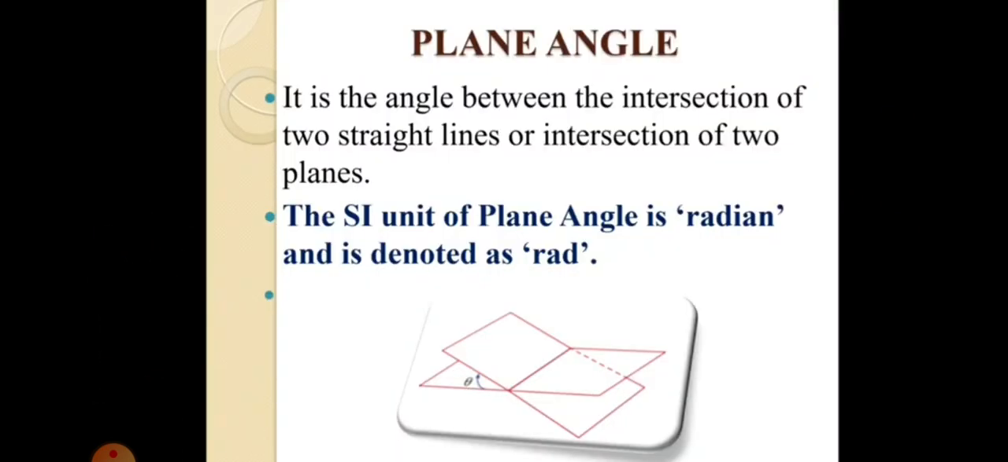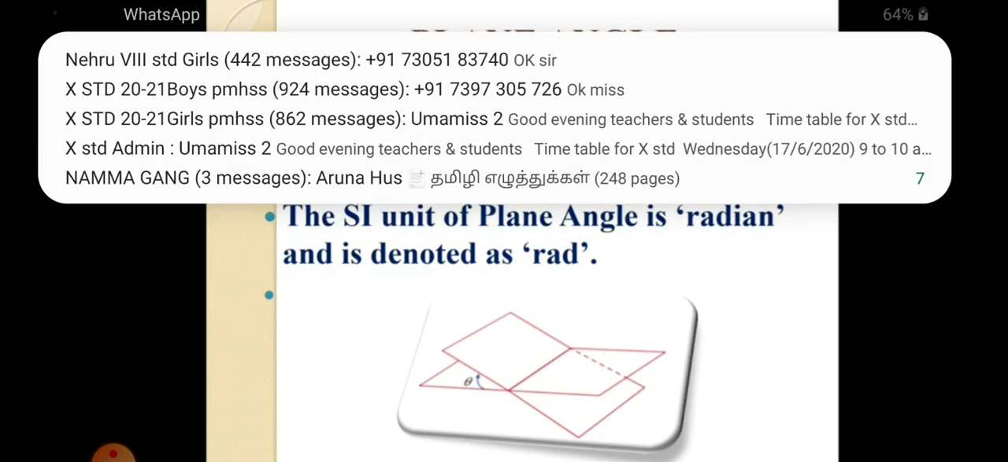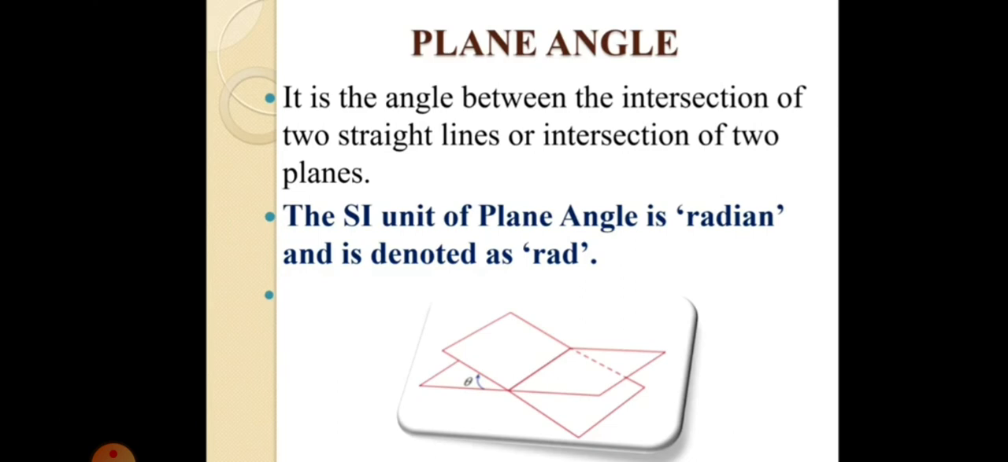I am repeating once more, listen carefully. You can see the two straight lines crossing each other, the point where they join is called the intersection. So intersection is the act or process of crossing or passing. The angle formed between the crossing of two straight lines, that is the intersection of two straight lines or planes, is only known as plane angle. So the angle theta between the intersection is called the plane angle.